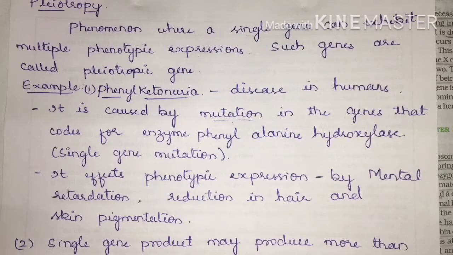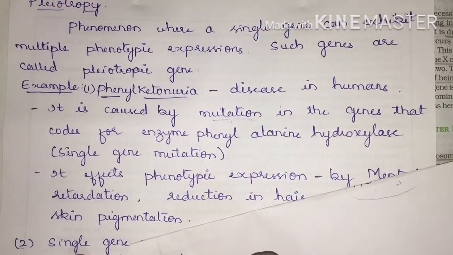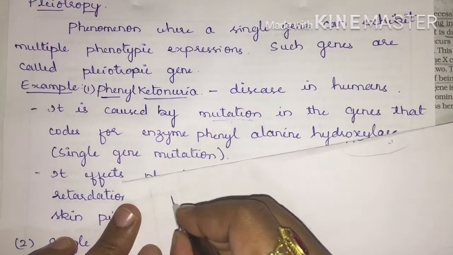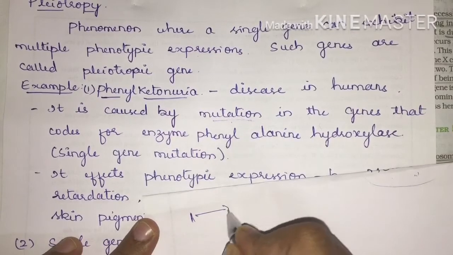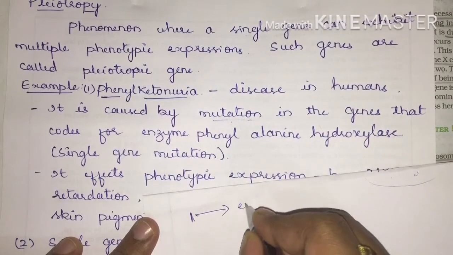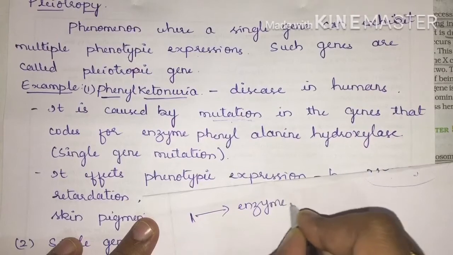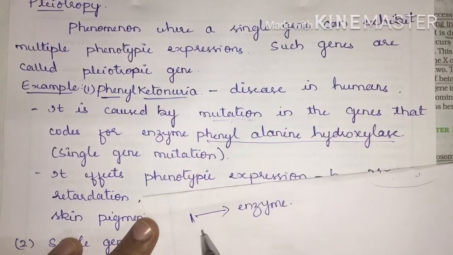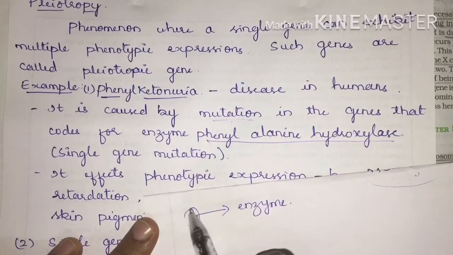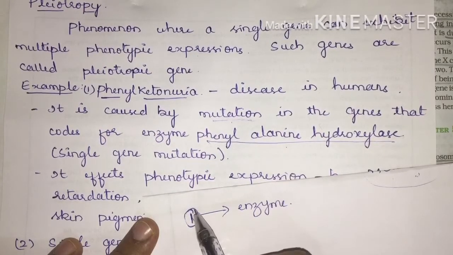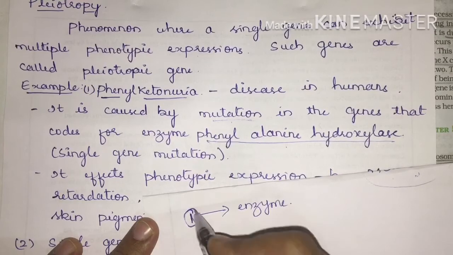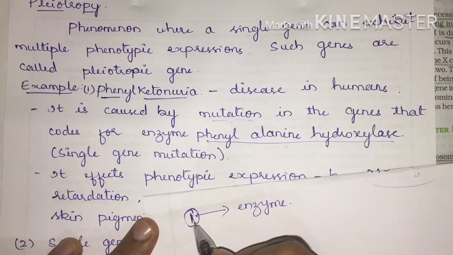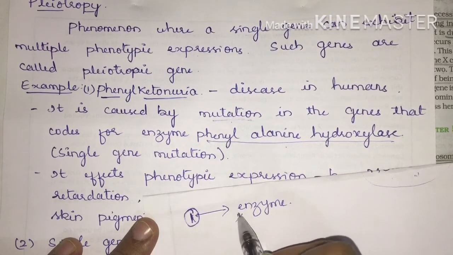Now what does it mean? Now there is one gene, we shall imagine. This gene's function is to produce an enzyme. Which enzyme? This enzyme, phenylalanine hydroxylase, is produced by this gene. Now, when this gene has mutated, when this gene has got a defect in it, there is some problem in this gene, then what happens? It is not producing this enzyme.